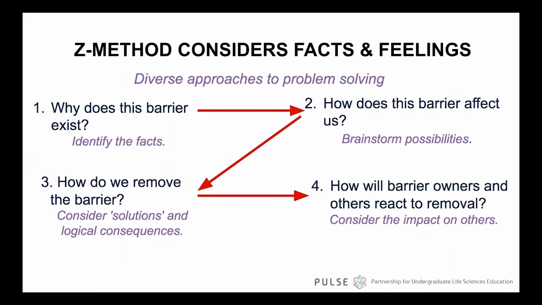We can think of the Z method as asking 4 questions. Why does a barrier exist? How does this barrier affect us? How can we remove the barrier? And how will barrier owners react to its removal?